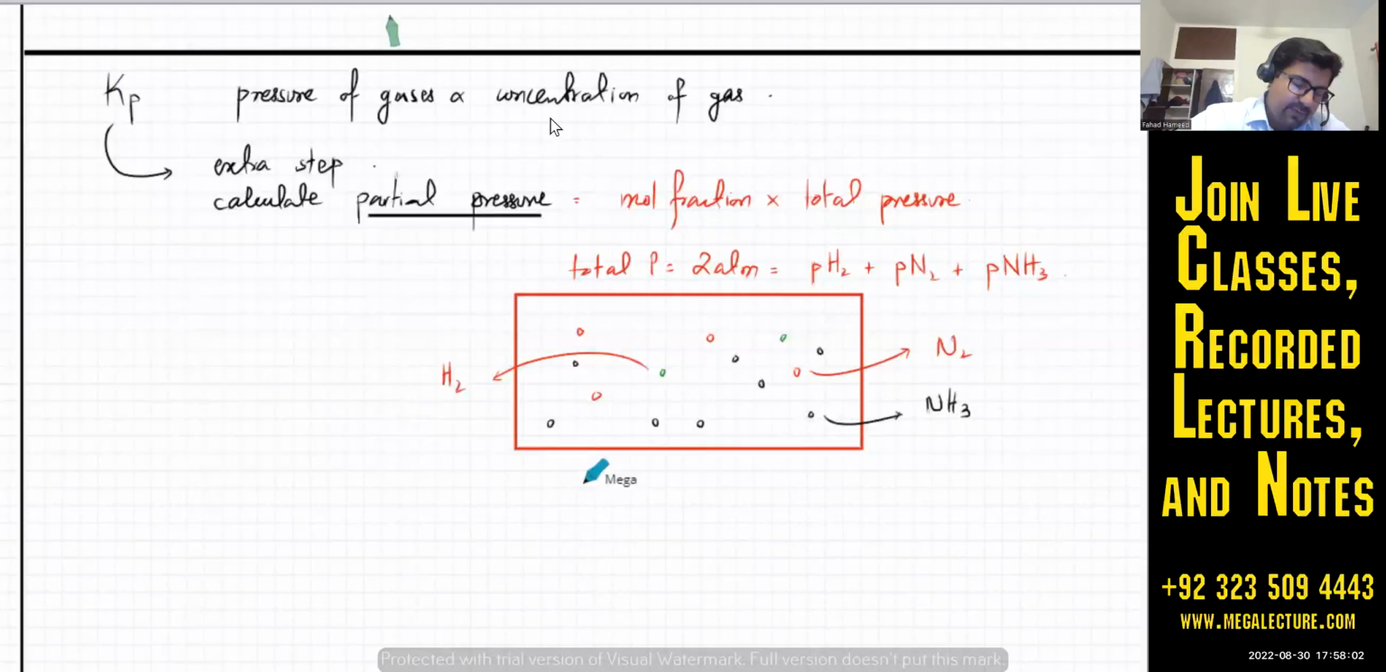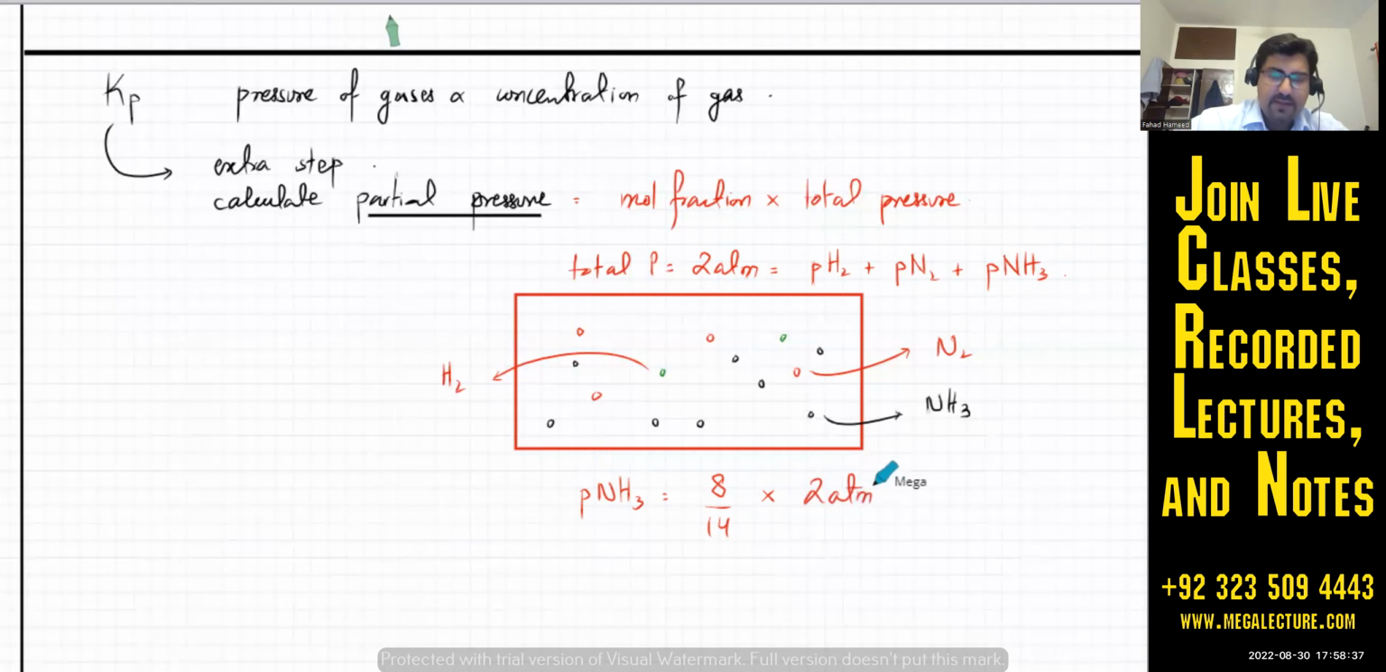So if I want to figure out the pressure exerted by NH3, NH3 के particles कितने हैं? That's 8. ये total कितने थे? 8 plus 4, that's 12. 12 plus 2 is 14. अच्छा, so 8 particles out of 14 particles belong to NH3, into total pressure, which is 2 atmospheres.